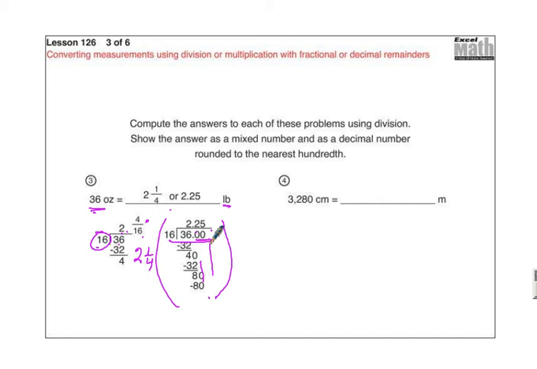We'll do this one together. 3,280 centimeters equals how many meters? Well, how many centimeters is equal to a meter? There are 100 centimeters in 1 meter.